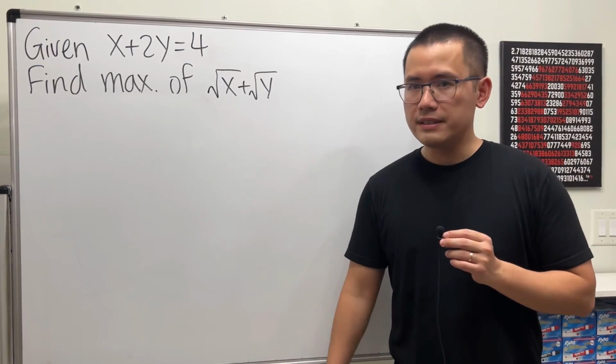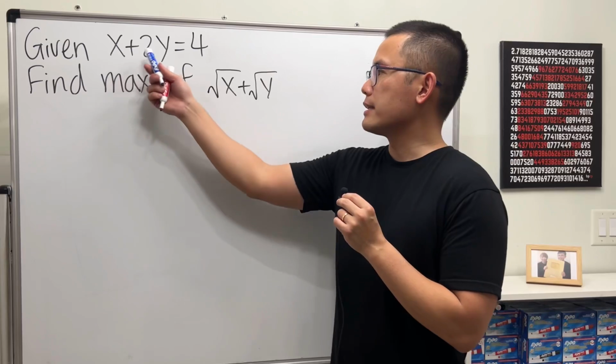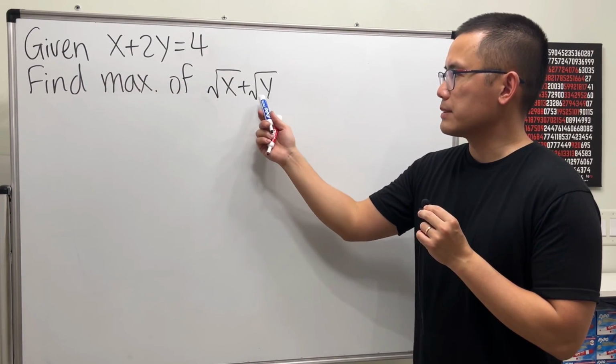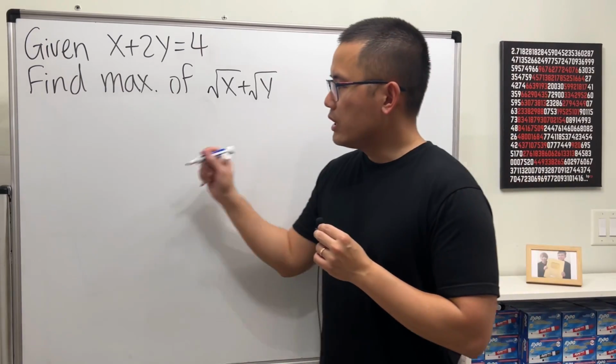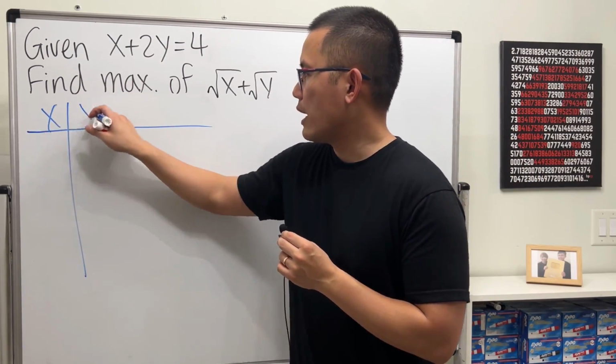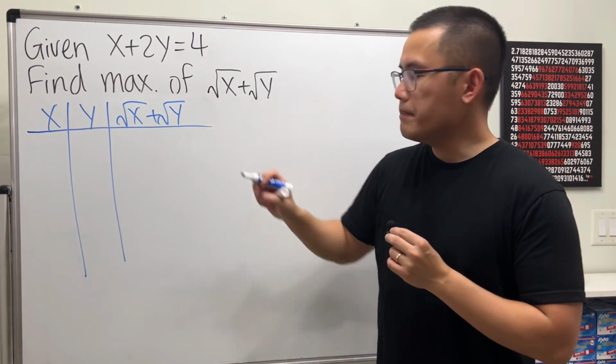Today, I would like to investigate this typical calculus 1 question with you guys. We have x plus 2y is equal to 4, and we are going to find the maximum of square root of x plus square root of y. And to get a sense of what's going on, let me set up a table of x and y values, and also square root of x plus square root of y.